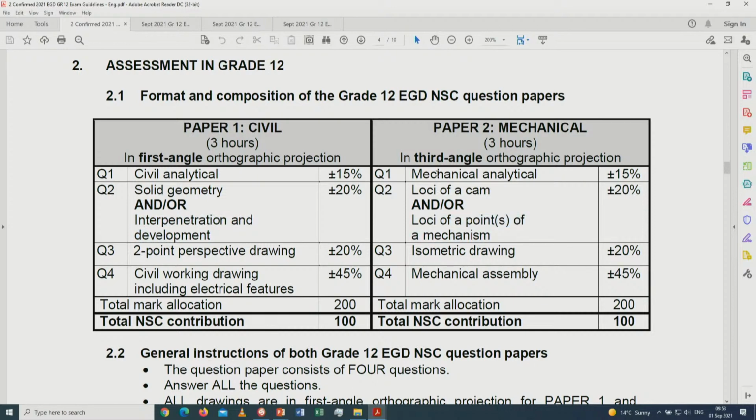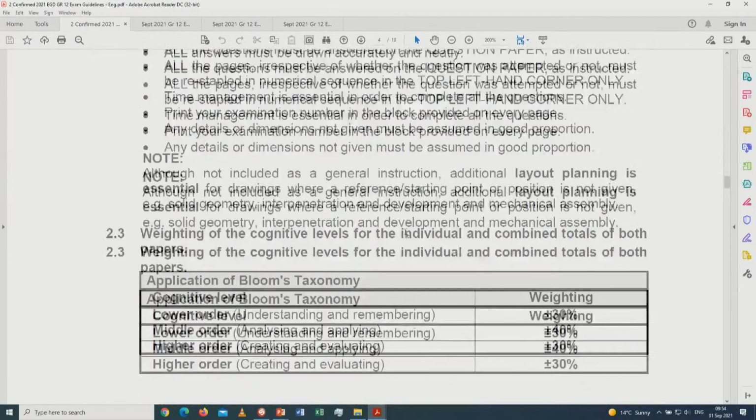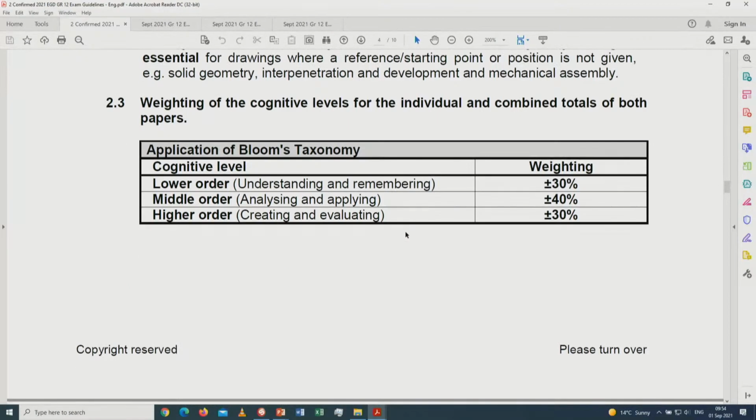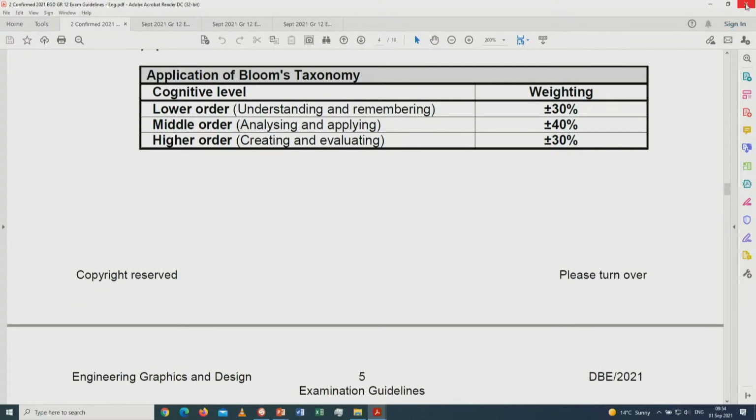Isometric mechanical, of course, and mechanical analytical, solid and solid of civil and civil drawings, work drawings, and 2-point perspective are always there. It's just this topic, question 2, that has changed, but I believe you have read your emails in this regard. All right. Okay, so that is the guidelines. You must be familiarized with the guidelines as well.